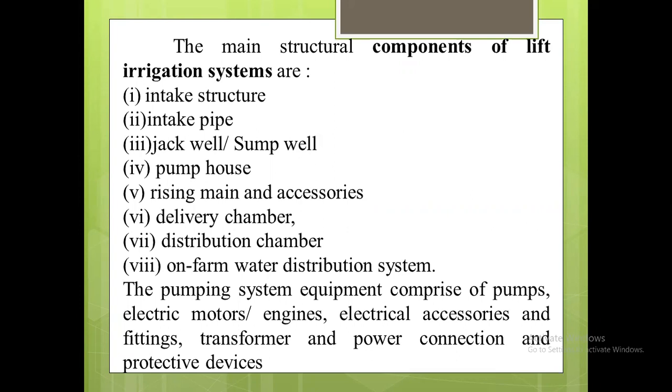Then the next component is the delivery chamber. The rising main should discharge into a masonry or concrete delivery chamber. When the water distribution is through underground pipelines, then the delivery chamber comprises a junction box provided with control valves at the head end of the pipeline.